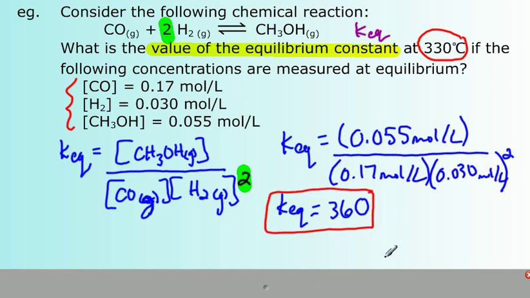So what does this value tell us? 360 is bigger than 1, so it's saying in general there's a little bit more product present than reactant at equilibrium. You can see that that's perhaps true. In the grand scheme of things, this value is actually fairly close to 1, but we're tipping the balance slightly in favor of products here.